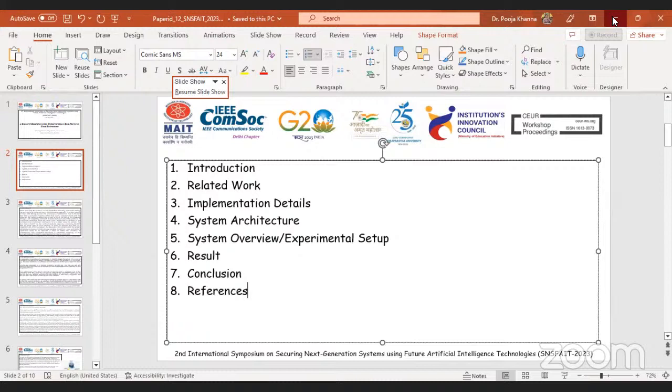Can you just move to the first slide first? Probably I am on my first slide. Is it? No, you are not. I'm not. The first slide is of the title. Your introduction and related work is visible, but to me, it is visible on the first slide only.